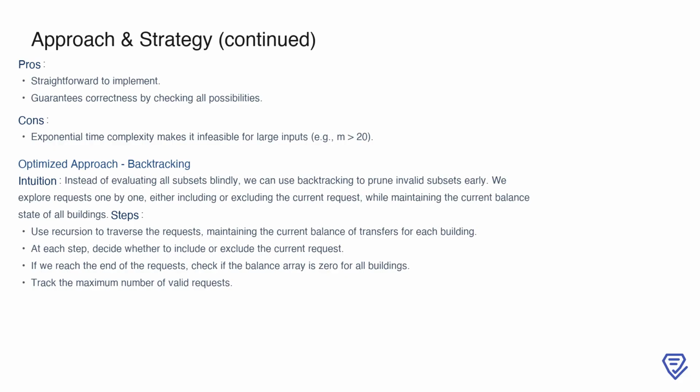The intuition behind backtracking is to avoid evaluating all subsets blindly. Instead, we explore the requests recursively, deciding at each step whether to include or exclude the current request. By maintaining the current balance state of all buildings as we explore, we can prune invalid subsets early, which reduces unnecessary computations. If we reach the end of the recursion, we check whether the balance array for all buildings is zero and, if valid, track the maximum number of requests satisfied. This approach introduces a level of efficiency by focusing only on potentially valid subsets.